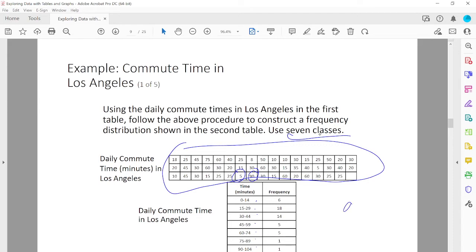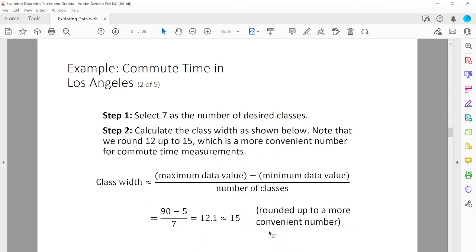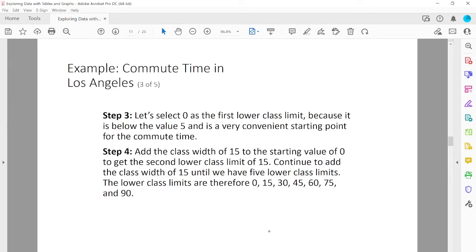If you divide 90 minus 5 by 7, that will give you some number, and from here we can find this frequency distribution. So how are we going to do that? First of all, 90 minus 5 divided by 7 is 12.1, which we round to 15. By taking 15, it would be easier for us to do the calculation. That's why we took 15.